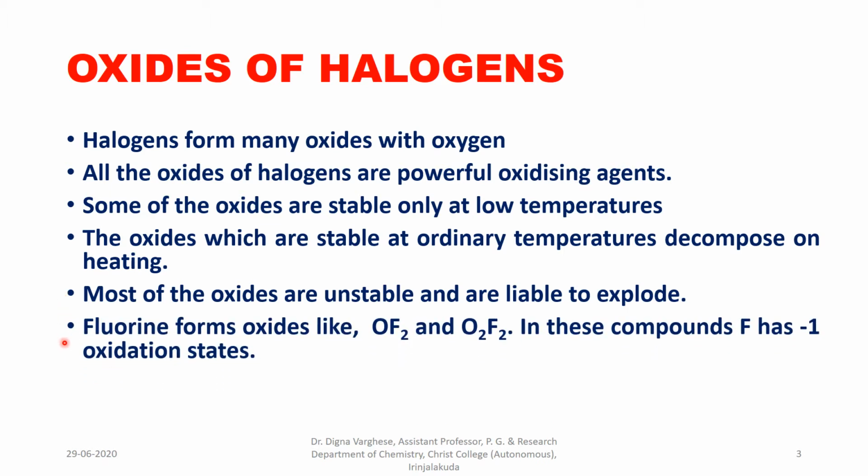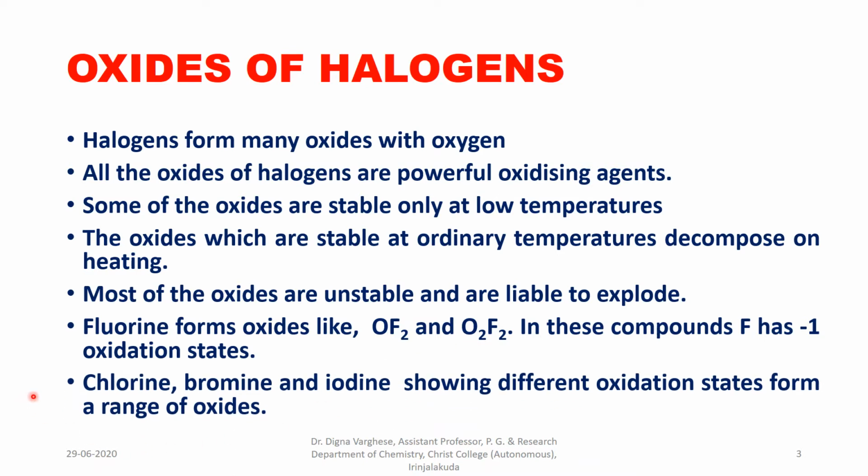Fluorine forms oxides like OF2 and O2F2. In these compounds, fluorine has -1 oxidation state. We know fluorine shows only -1 oxidation state because it is the most electronegative element. Chlorine, bromine and iodine, showing different oxidation states, form a range of oxides.